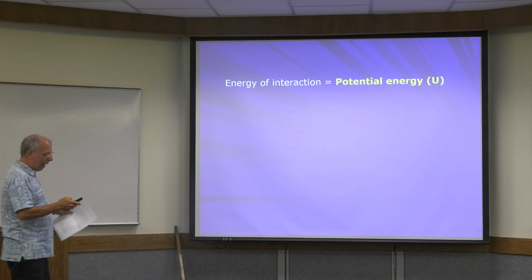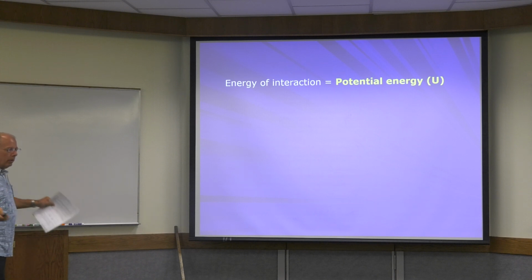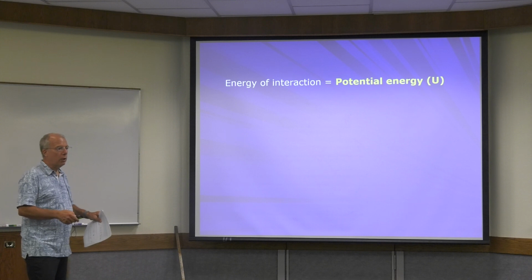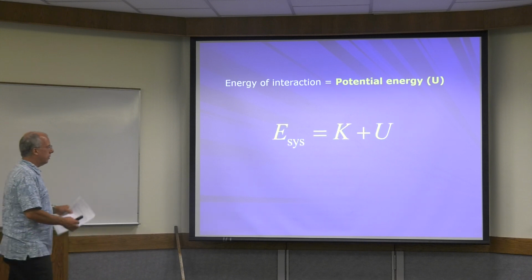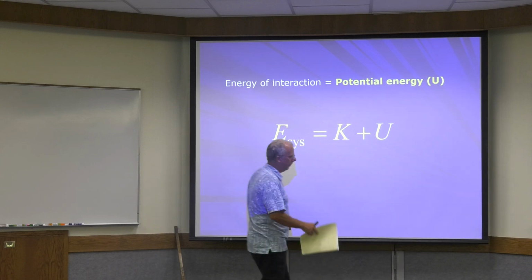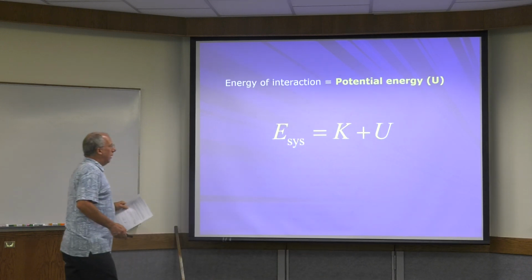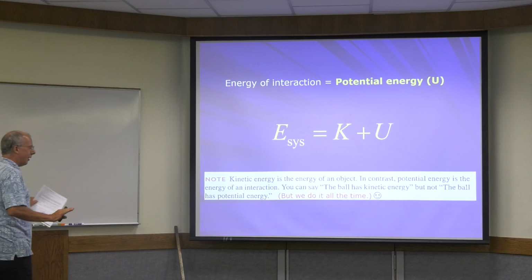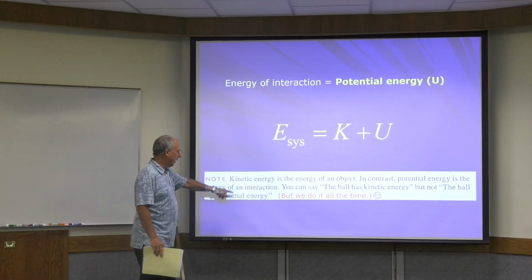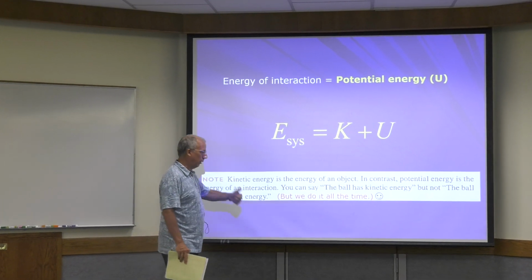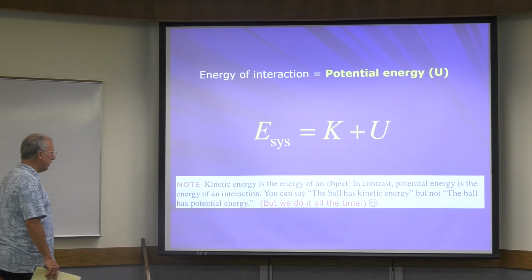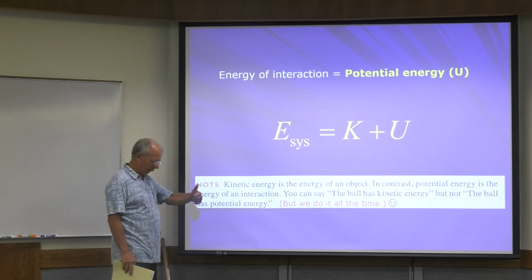Okay, so now we never had interactions in our system in Chapter 9. Now we're going to include interactions. So now the energy of the system isn't just kinetic, but it's also potential energy. Now, here's something kind of funny. No, this is right from the book. Kinetic energy is the energy of an object, right? Energy of motion. In contrast, potential energy is the energy of an interaction, right?